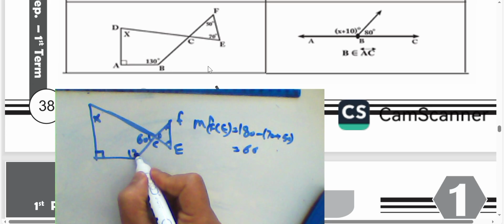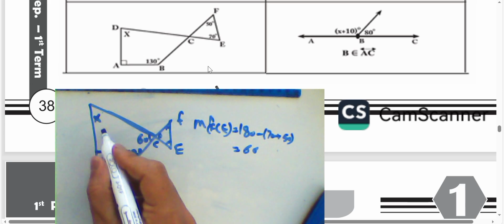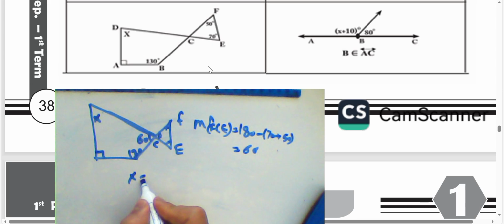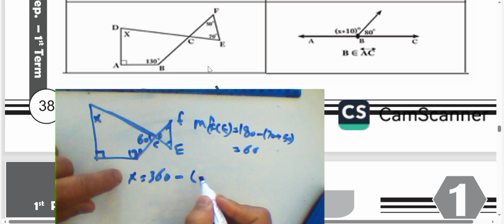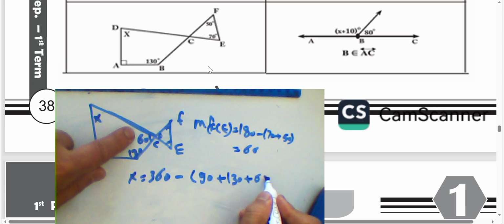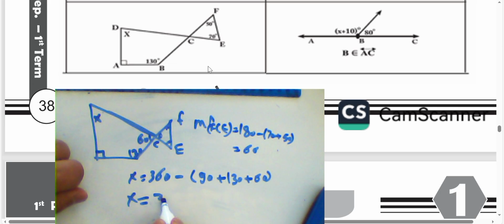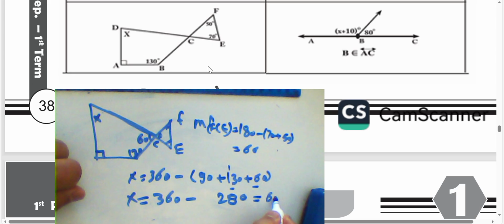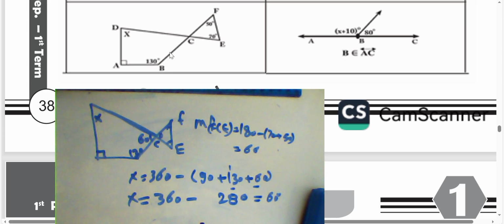We have 130 and 60 and x and the line. Then the measure of angle x equals 360 minus 90 plus 130 plus 60. Then x equals 360 minus 280, and the result will be 80 degrees, because the sum of the interior angles of a quadrilateral equals 360.